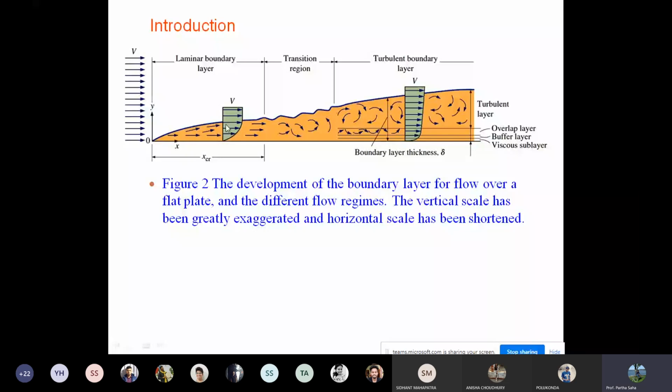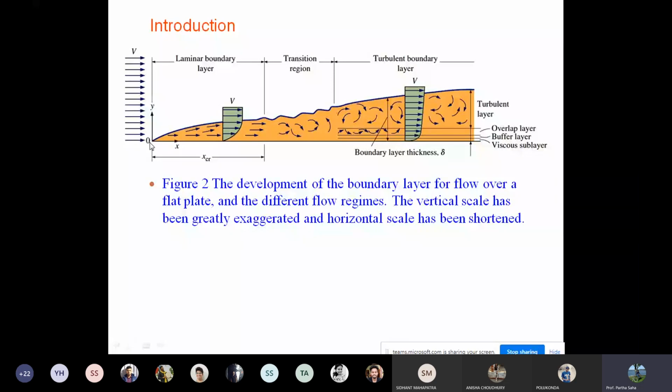So this is my velocity profile. As you can see, it varies from 0 to maximum. At this location also, the velocity profile is changing. Gradually it is increasing, and then it reaches the free stream velocity. So this is my leading edge, and this is my trailing edge.